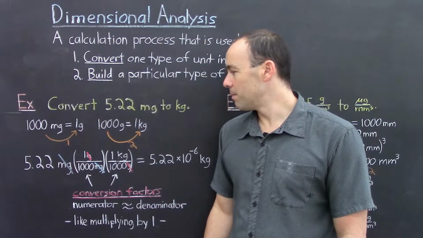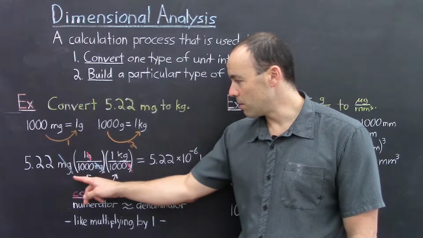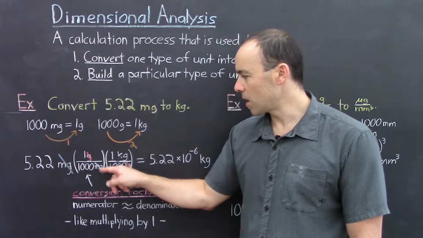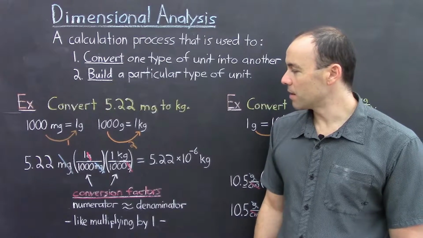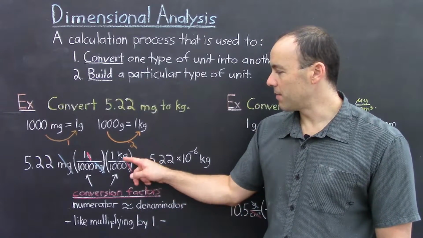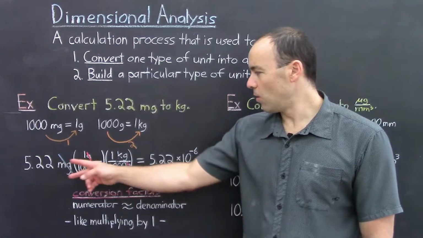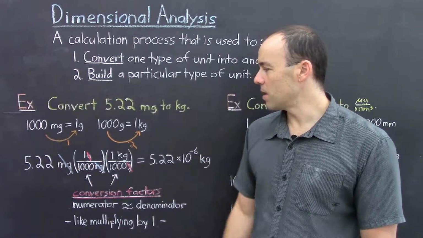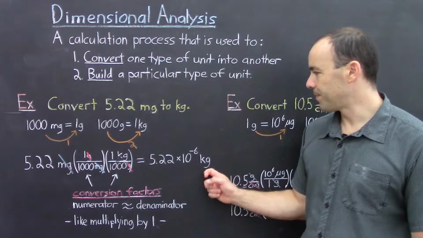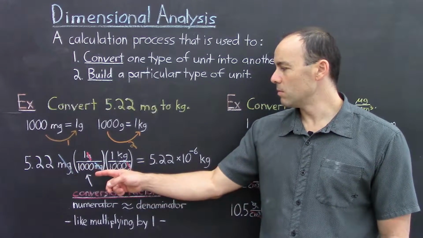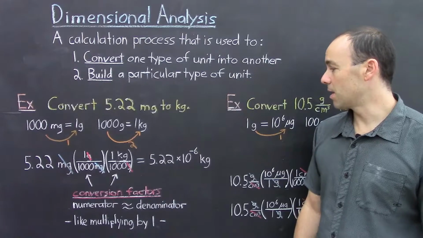5.22 milligrams multiplied by 1 gram divided by 1,000 milligrams. When you multiply by this, the milligram units cancel and you're left with gram. And then multiplied by the second conversion factor, 1 kilogram divided by 1,000 grams, and here the gram unit cancels. So doing the whole process means canceling the milligram unit and canceling the gram unit and being left with a kilogram unit. So 5.22 divided by 1,000 divided by 1,000, you get 5.22 times 10 to the negative 6 kilograms.